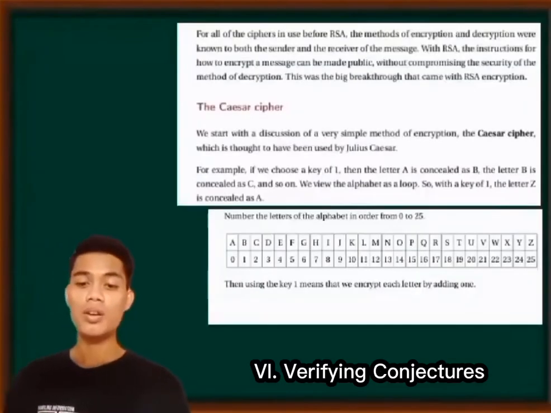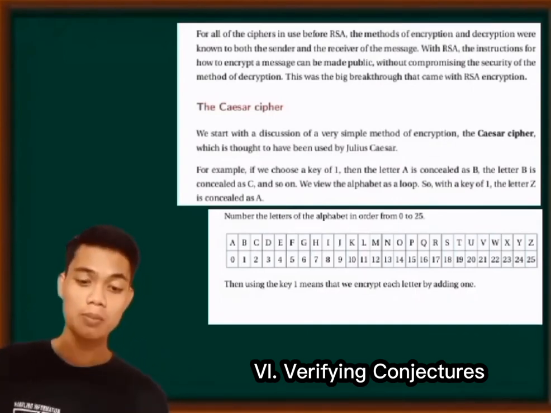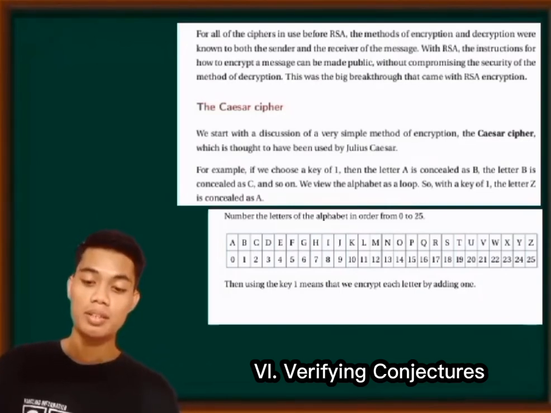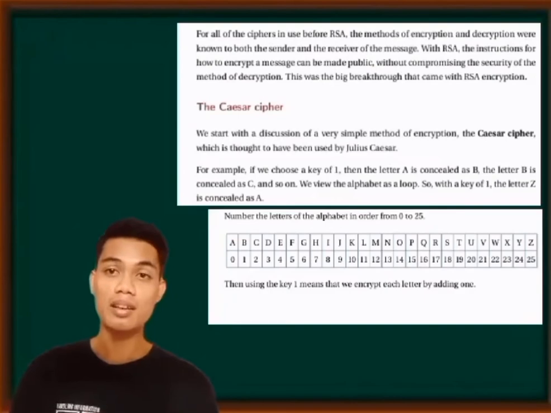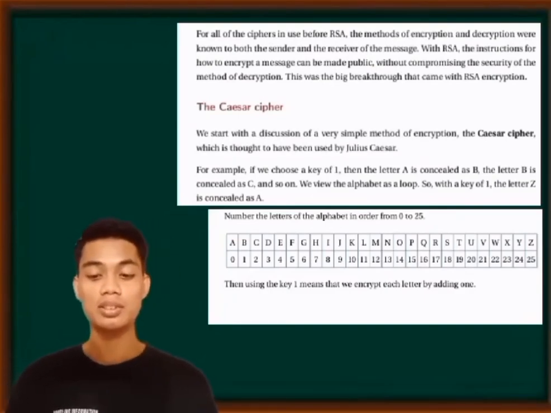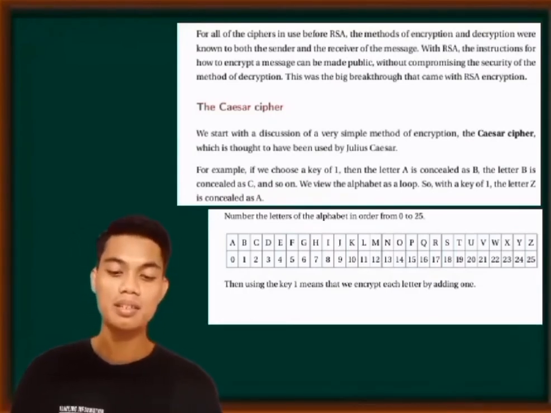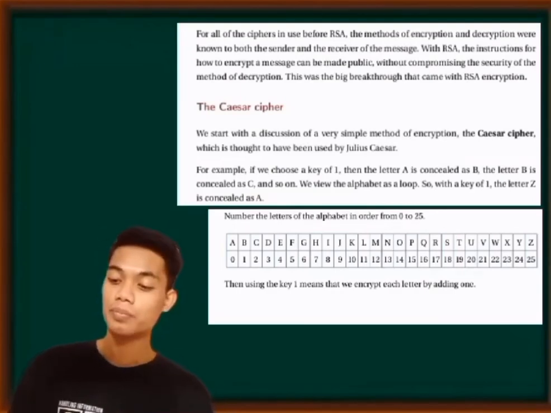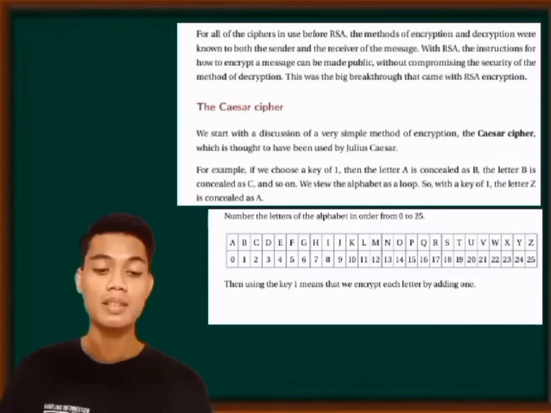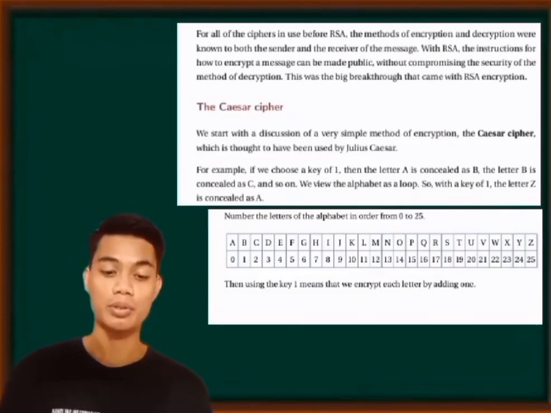So for all of the ciphers in use before RSA, the methods of encryption and decryption were known to both the sender and the receiver of the message. With RSA, the instructions for how to encrypt a message can be made public without compromising the security of the method of decryption. This was the big breakthrough that came with RSA encryption.